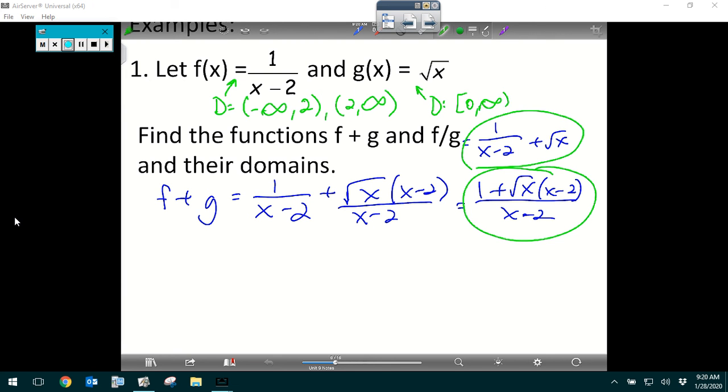Now the domain of our addition of those two functions has to be the intersection of those two domains, the intersection. So that means I can only use the elements that are common.